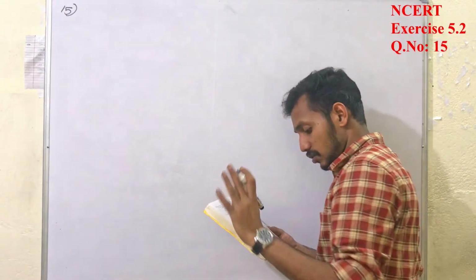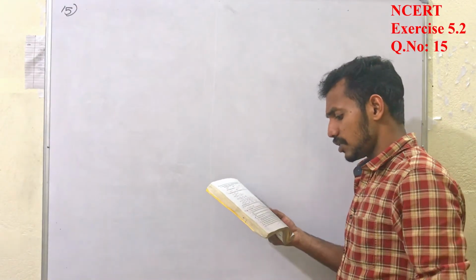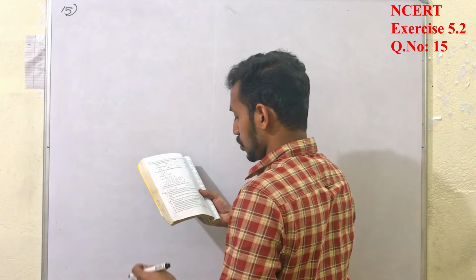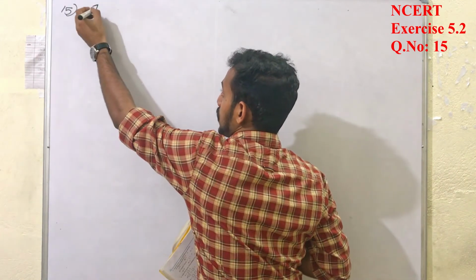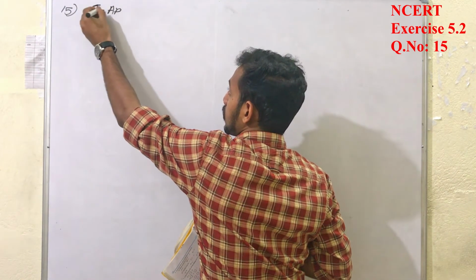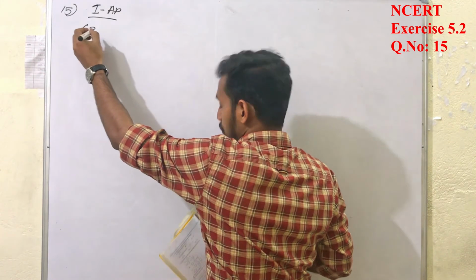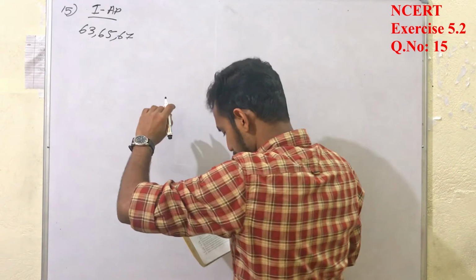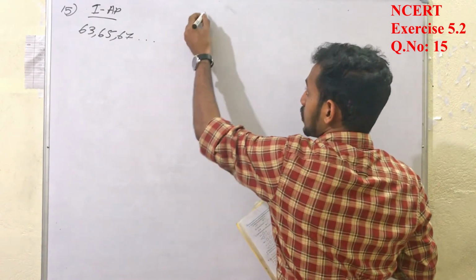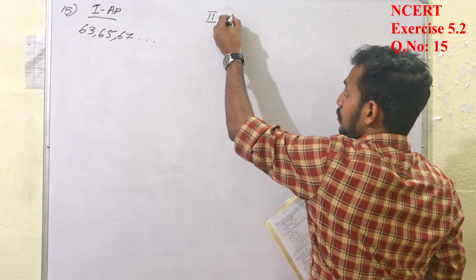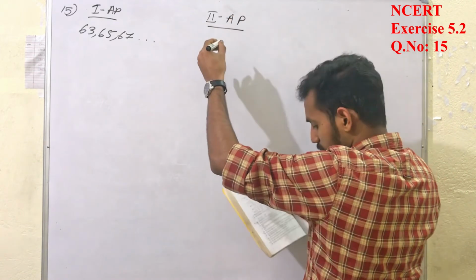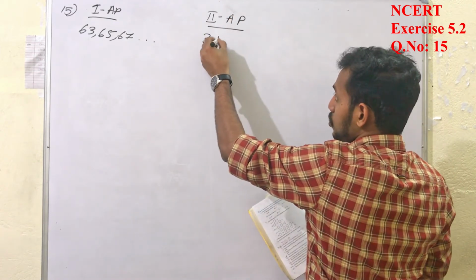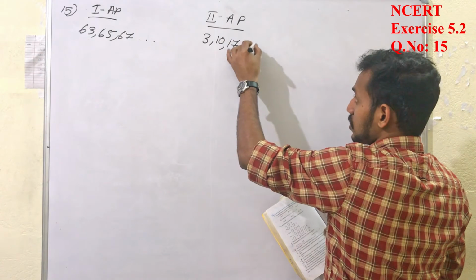Next question, I am taking question number 15. Similar type of question: for what value of n are the nth terms of two APs equal? The first AP is 63, 65, 67, etc. And the second AP is given as 3, 10, 17, etc.